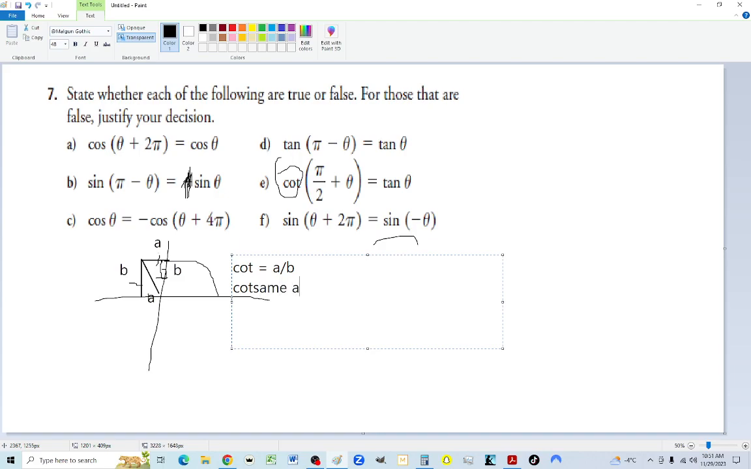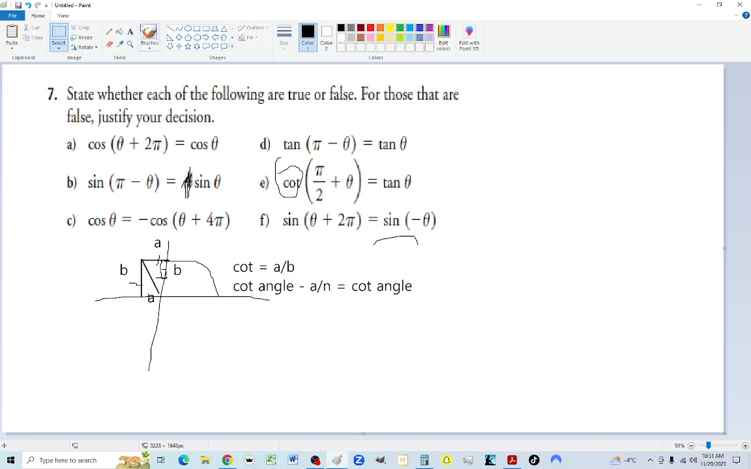Same angle is A over B. So that means when I have pi over 2 plus the angle, the cotangent of that angle will be the same. Therefore, it will not be equivalent to tan of that angle. No, it will be equivalent to cotan of that angle, because they share the same sides.